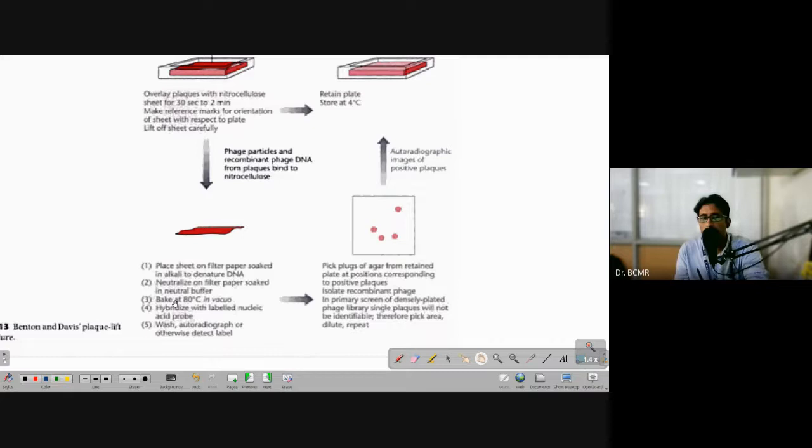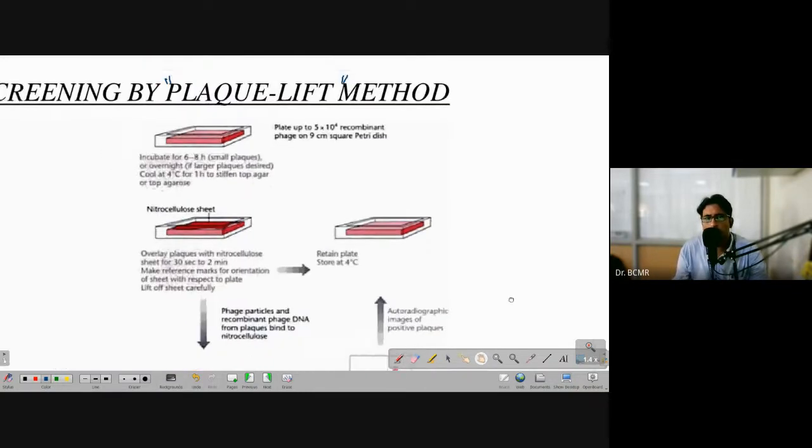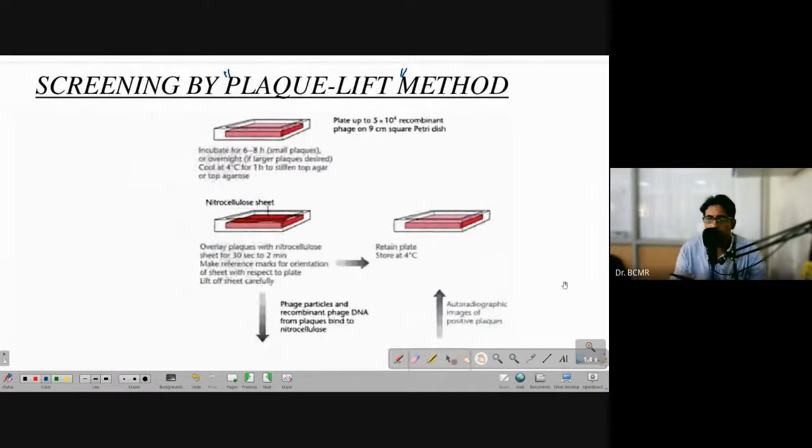Then we would use a probe for hybridization. Again, we should know the nucleotide sequence, and then that probe would be used, washed, and then autoradiography. We will then know which of the plaques present on the plate actually have the gene or clone of interest. We then take those plaques, grow them in E. coli, and then save or go for further steps. So both are very similar techniques. One is colony hybridization, and this one is the plaque lift method.